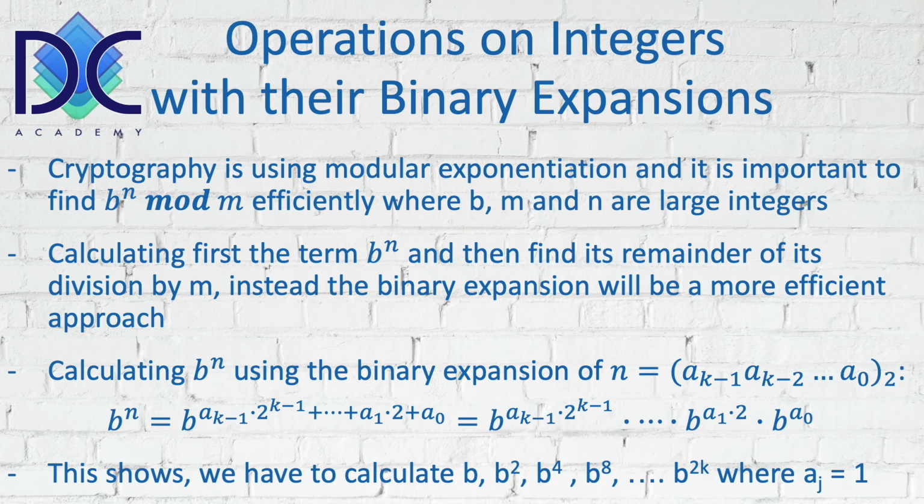Basically, we have to calculate b squared, b to the 4th power, b to the 8th power, up to b to the power 2^k. And we find that the coefficients a_j are in fact 1 where we have them. So we only calculate them for the parameters where the coefficient a_j is equal to 1. Of course, when it's equal to 0, we don't have to calculate it.